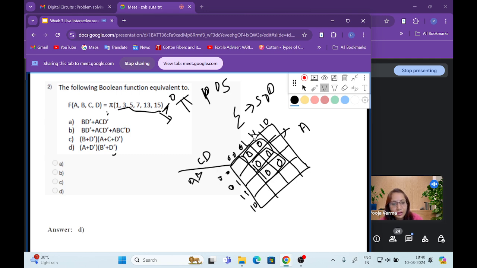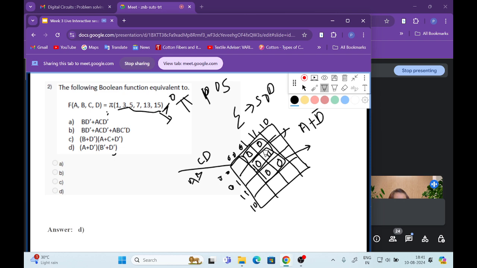Okay, now we need to check in those two columns what is common. 1 is common. So for 1, we need to write in bar form, D bar, right? Because it is a product of sum form, it is written this way. Otherwise we can write it in another manner, for example A D bar in the sum of product form, but in the POS form it is A plus D bar. And for this code, what will be the expression?